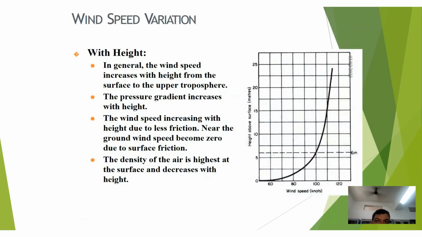So this is the wind speed variation with respect to the height above the surface. The graph shows wind speed on the x-axis and height above the surface on the y-axis. In general, the wind speed increases with height from the surface to the upper troposphere. The pressure gradient increases with height. The wind speed increases with height due to less friction. Near the ground, wind speed becomes zero due to surface friction. The density of the air is highest at the surface and decreases with height.